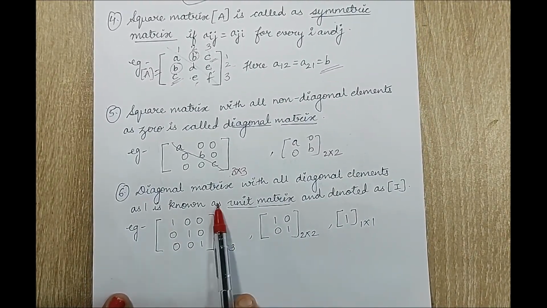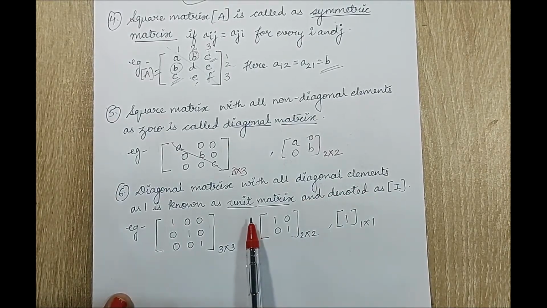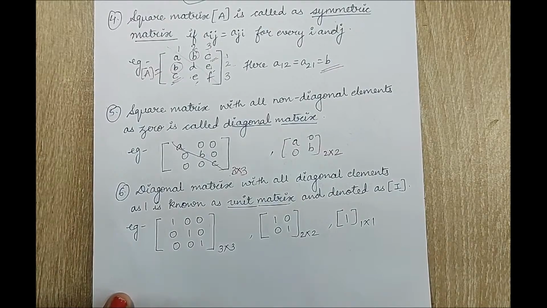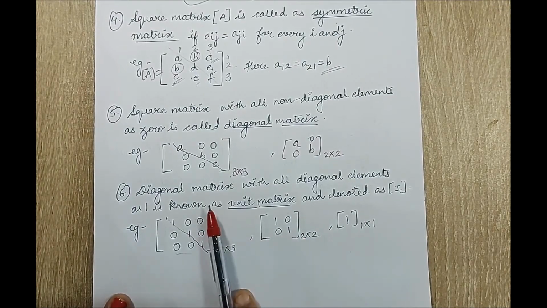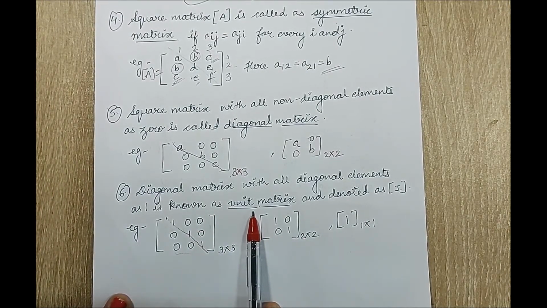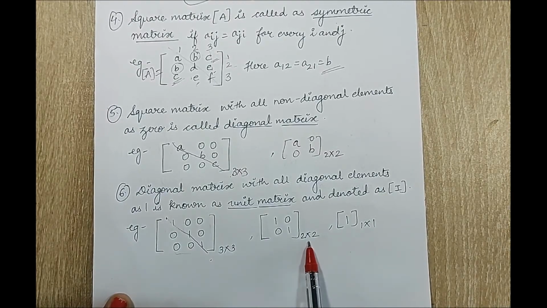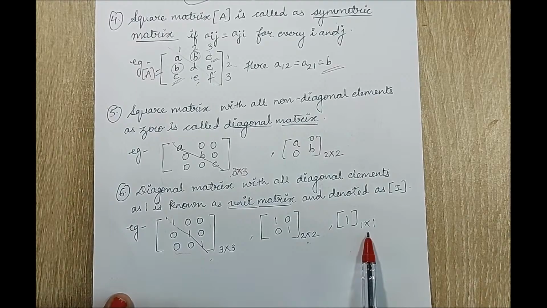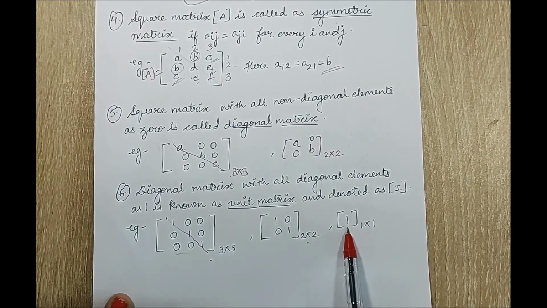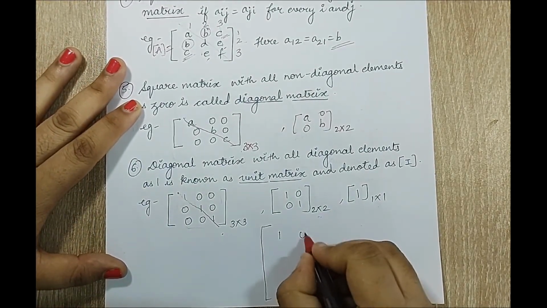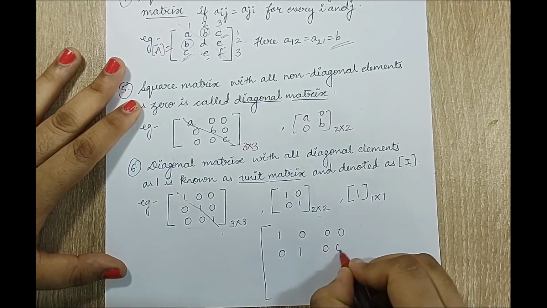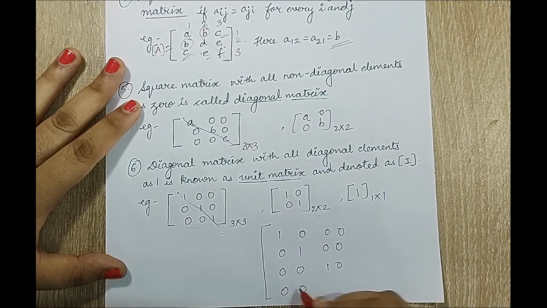Now suppose a diagonal matrix has all the diagonal elements as 1, this will be known as a unit matrix. If you observe here, all the diagonal elements are 1 and the rest of the elements are 0. So this type of special diagonal matrix is called a unit matrix. Now this is a 3 by 3 type. This is a 2 by 2 type. You can also have a 1 by 1 unit matrix, where the diagonal element is 1 and the rest of the elements are 0, but here there is only one element. If you want to write a 4 by 4 matrix, it will be something like this: 1, 0, 0, 0, 0, 1, 0, 0, 0, 0, 1, 0, 0, 0, 0, 1.